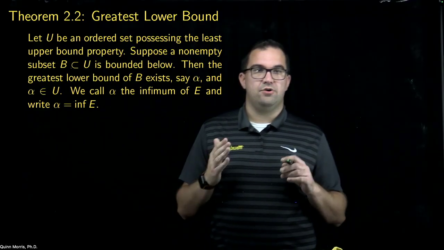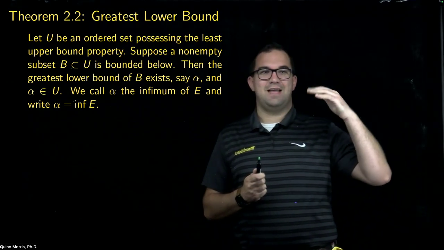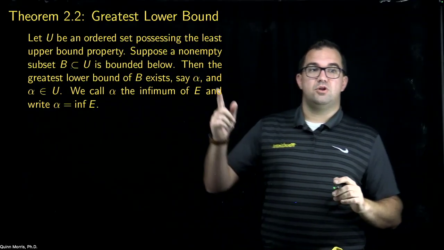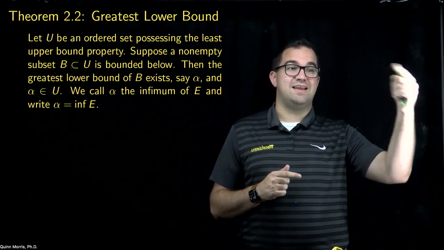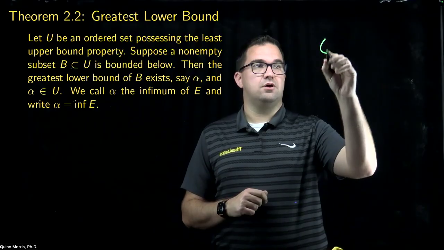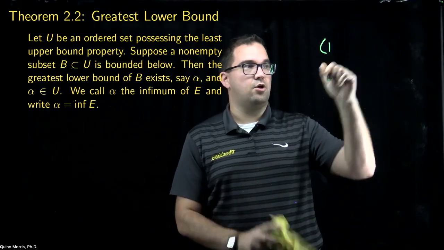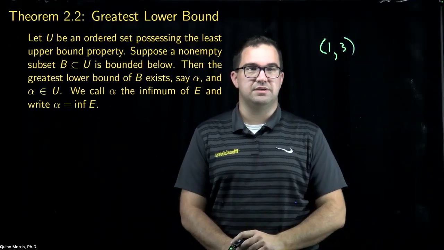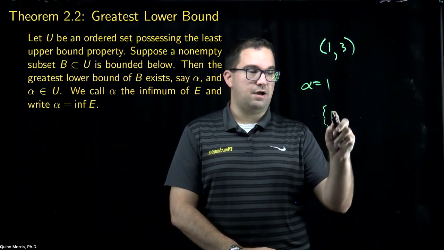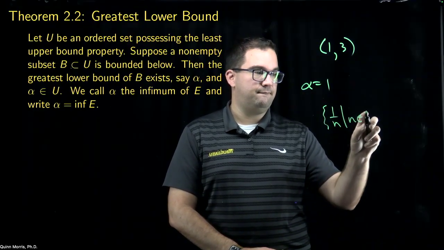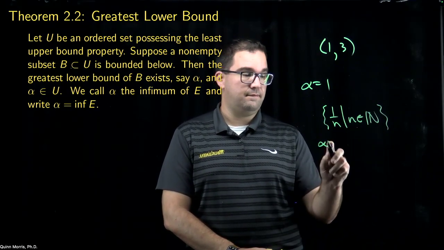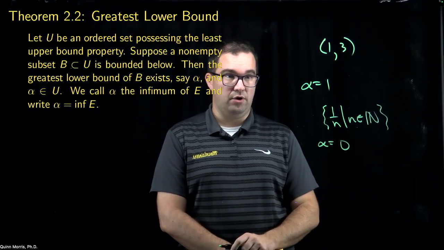So the idea here is as soon as your set has the least upper bound property, then not only do you have least upper bounds, you also have greatest lower bounds. So if I were to go back to this example, 1, 3, a subset of the real numbers, it has a greatest lower bound, which is 1. If I were to again take this set, 1 over n, this has a greatest lower bound, in this case, it's 0.